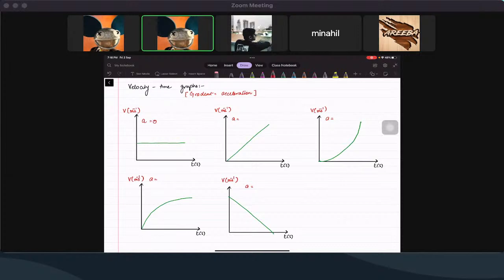Then, Manahil, can you comment on the velocity in the first graph? What is happening to the velocity? It stays the same. Yeah, so velocity has the same value. You just need to check the y-axis. So velocity is constant here. Okay, very good. Now Ariba, what about the acceleration in the next graph? So acceleration is constant. Is it positive or negative? It is positive. Very good.